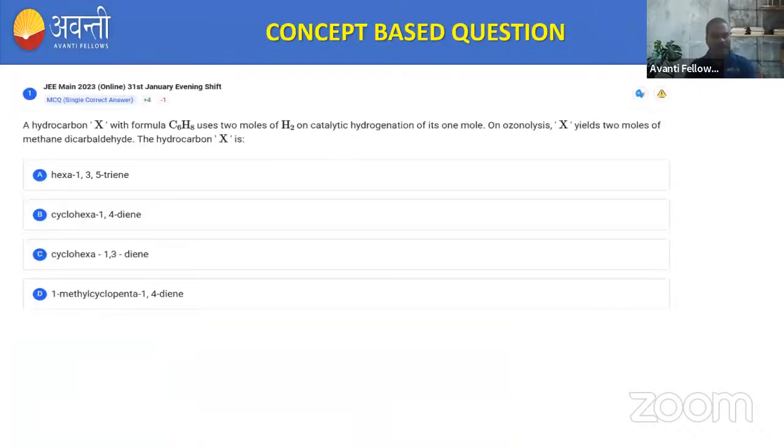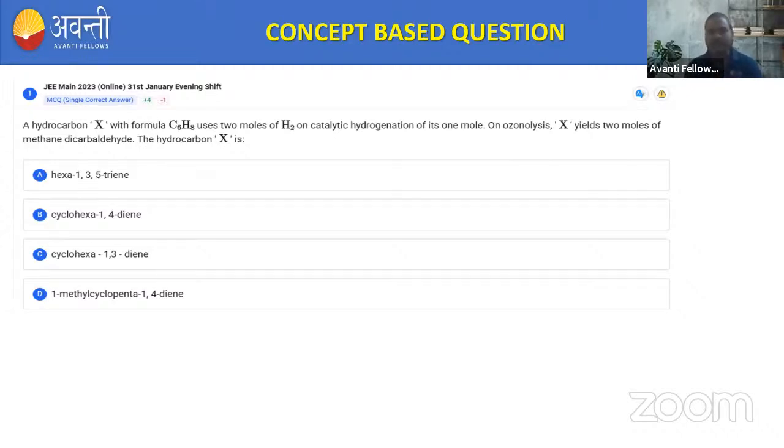This question came in JEE Mains 2023, last year itself. A hydrocarbon X with the formula C6H8 uses 2 moles of H2 on catalytic hydrogenation of its 1 mole. On ozonolysis, X gives 2 moles of methane dicarboaldehyde. You have to identify this X. What is this X?